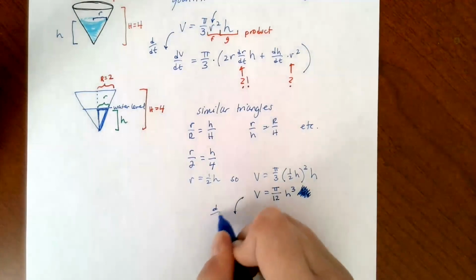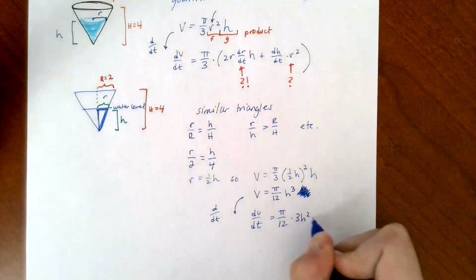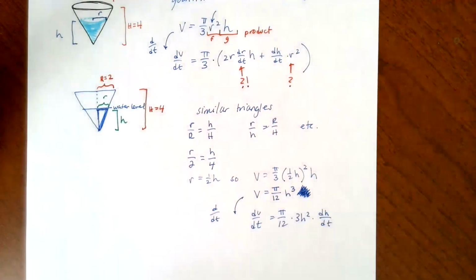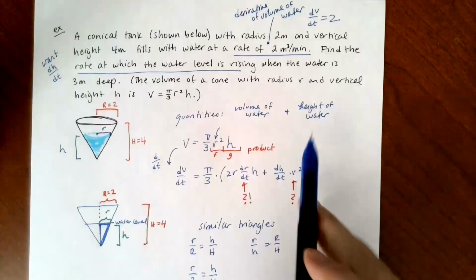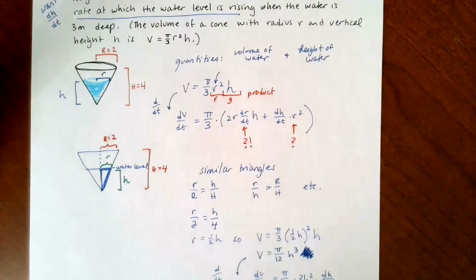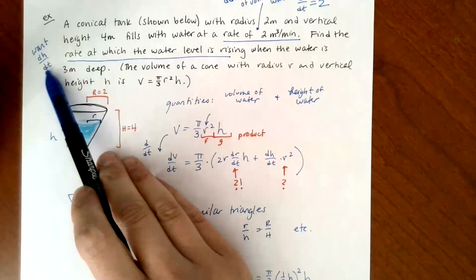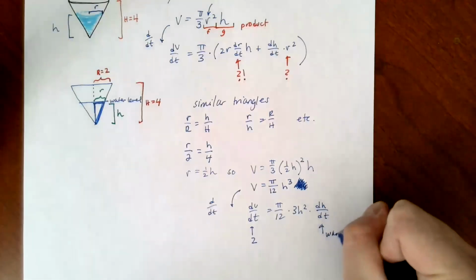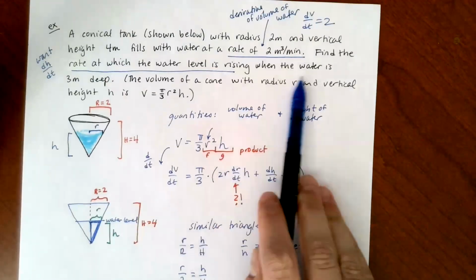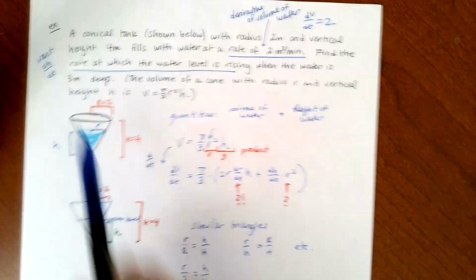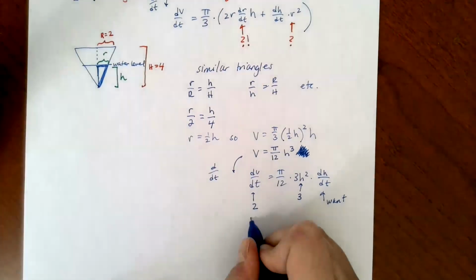Now we can differentiate with respect to t, and then plug in the stuff that we need. So let's come back to the top. We said dV dt is 2, so I got a 2 right there. We want dh dt. And then the last thing I need here is the height of the water, the little h. We're saying when the water is 3 meters deep, so then finally that 3 comes in right there, and I can solve for what I want.